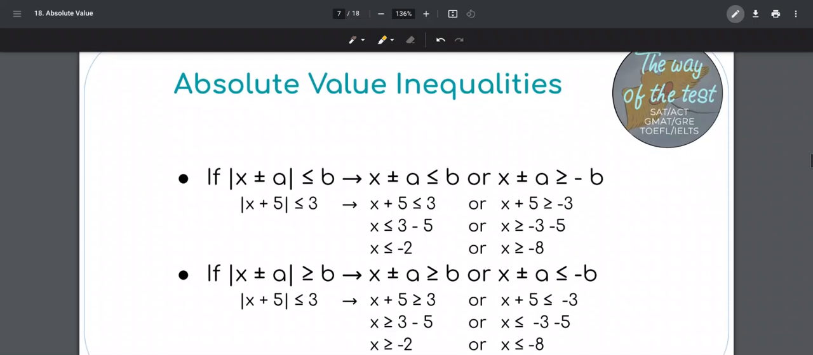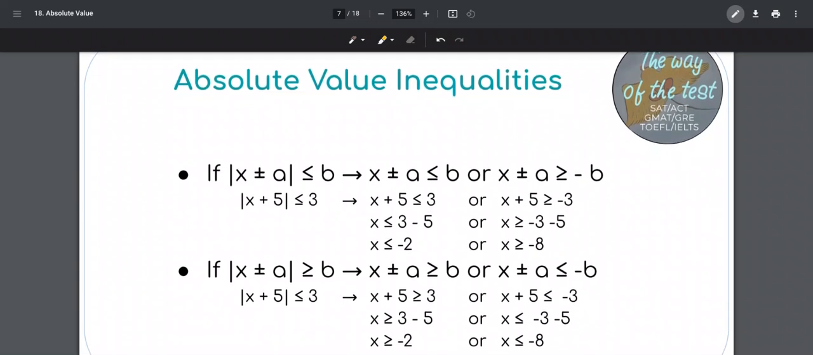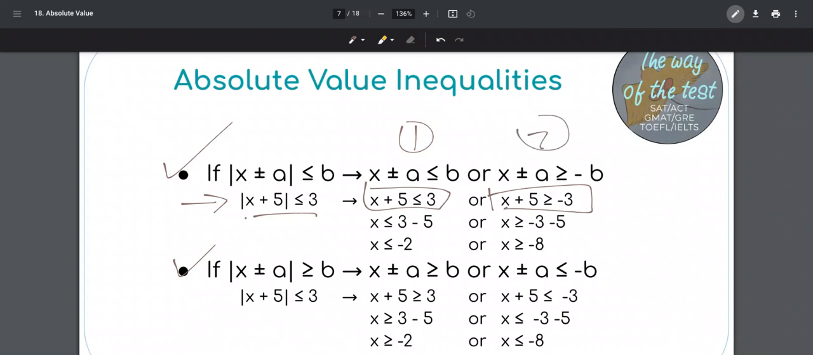Solving inequalities, again, in this case, we apply the same principle. You can copy these 2 points, but we're going to solve the exercises. I have absolute value of x plus 5 is less than or equal to 3. I have my first case with the positive, same sign, same symbol. The second case with the negative, I revert the symbol. So x plus 5 is less than or equal to 3, so x is less than or equal to 3 minus 5, so x is less than or equal to negative 2.